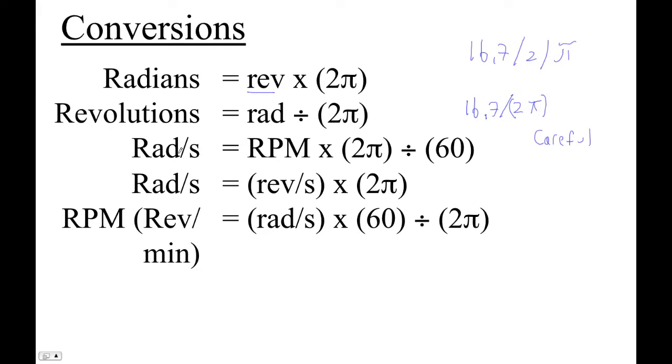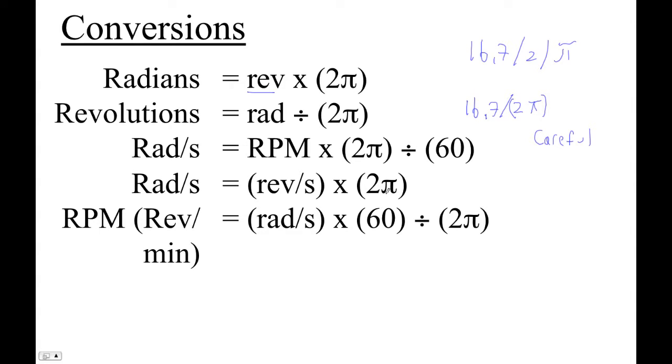If you have RPMs and you want radians per second, if you multiply by 2 pi, that will give you radians per minute. And then if you divide by 60, you'll get how much it does in a second. I hope that makes sense, right? Now, if you have revolutions per second and you want radians per second, every revolution is 2 pi radians, so just multiply by 2 pi, right?